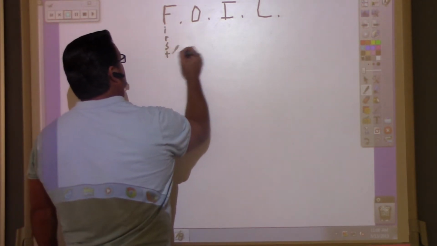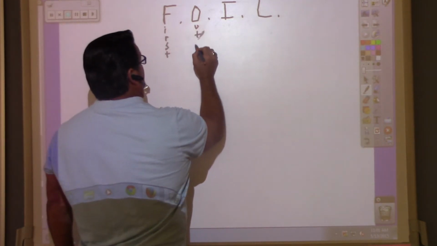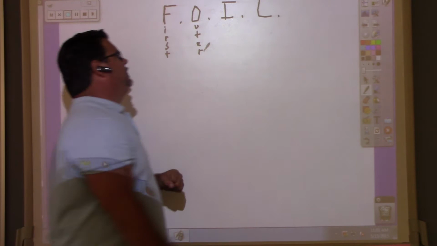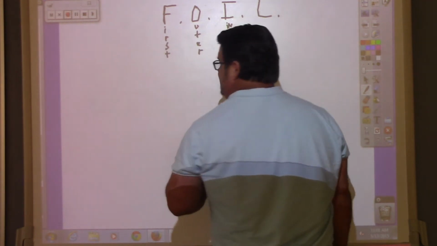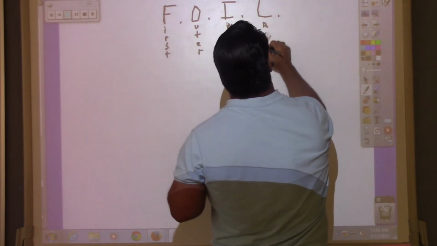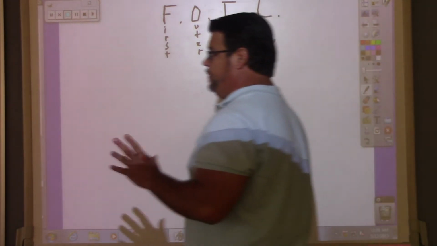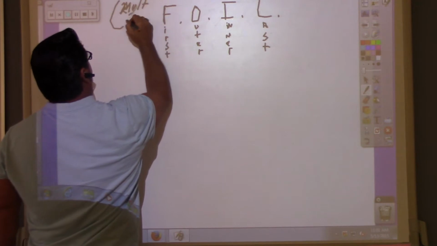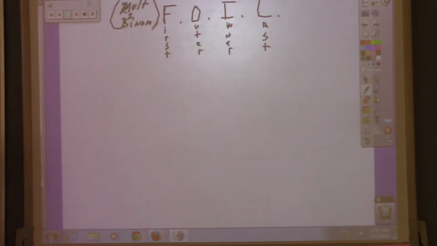First, okay, if you're from around here, it's outer, okay? If you're not from around here, it's outside. If you're from around here, it's inner. If you're not from around here, it's inside. And so, this FOIL method is used with multiplying two what? Binomials. Multiplying two binomials.